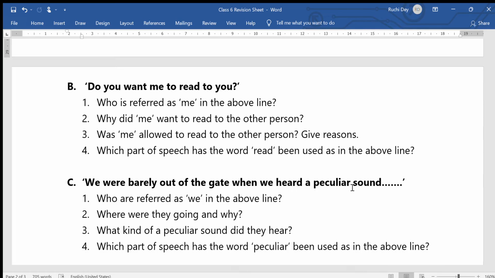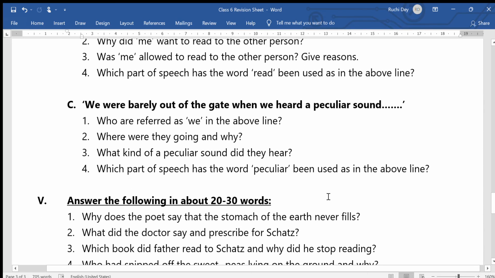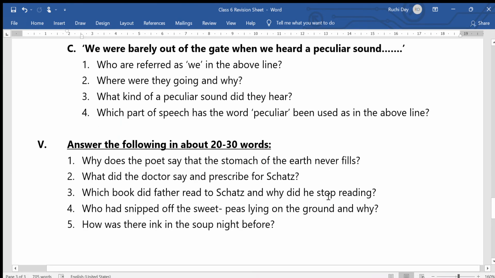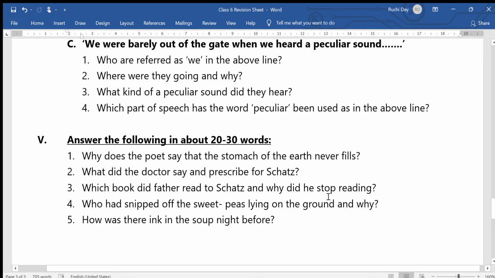Okay, moving on to our last question in this. Which part of speech has the word peculiar been used as in the above line? Now, let's go back to that word there, peculiar sound. You see, it's describing sound. So, a word which describes a noun is said to be an adjective. Well, last but not the least, we come to our section of short question answers.